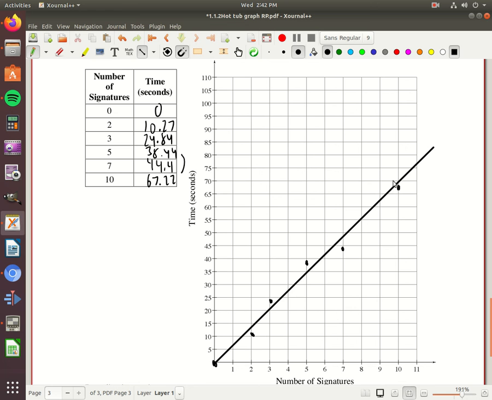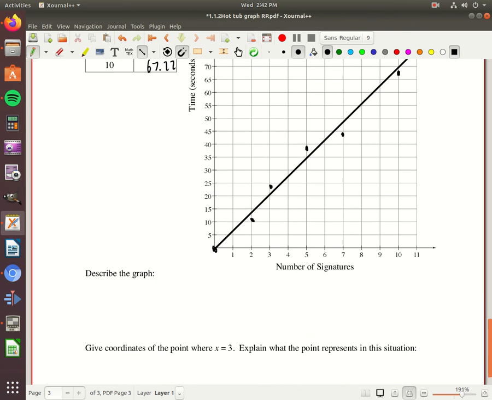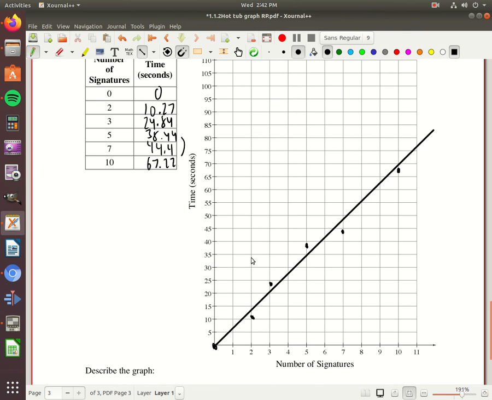It makes sense to make it continuous. You can have part of a signature and you can have part of a second, so that's okay. But the line doesn't hit these data points, which again may feel weird for now, but it's known as regression, and it's something that we'll be talking about later. And then we know that 3 ended up being 24.84.